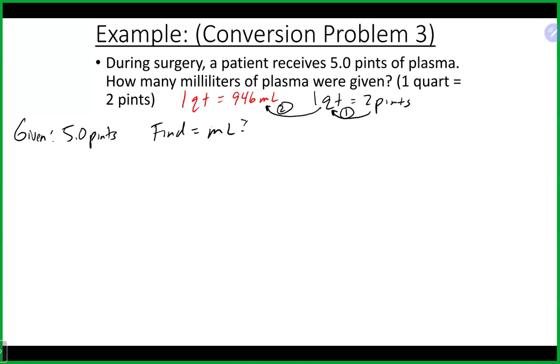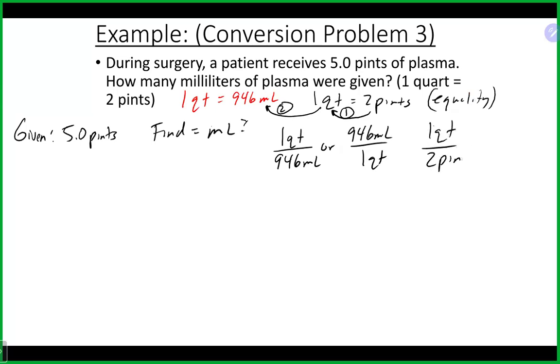Again, each of these equalities are going to give us two possible conversion factors. So again, we could have 1 quart is 946 milliliters, or 946 milliliters is 1 quart. And for our other equality here, we can do 1 quart over 2 pints, or 2 pints over 1 quart. Good news here is we only got one number, so that's a good one to start with, I would think, in this case. And at this point, we got 5 pints.